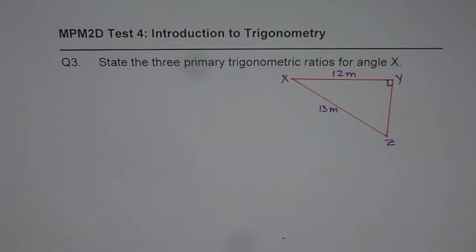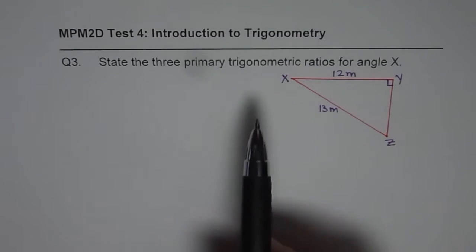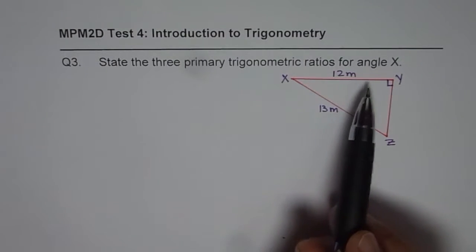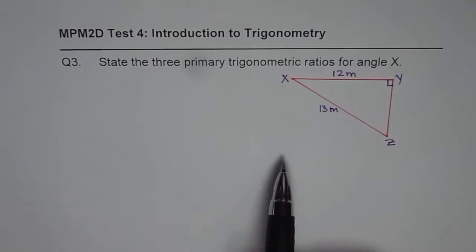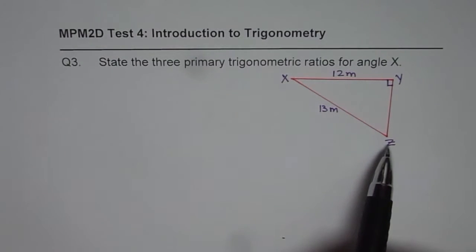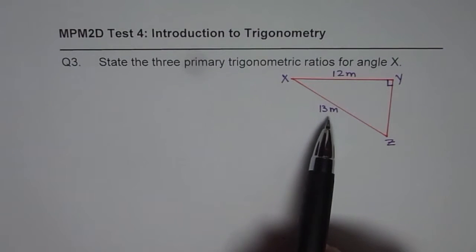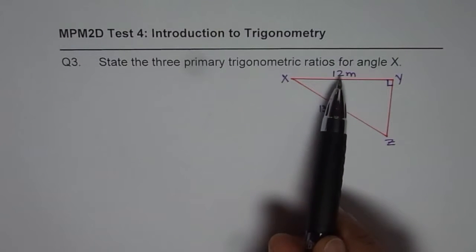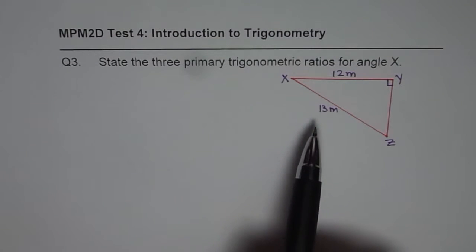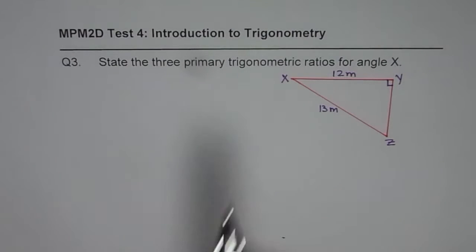I'm Anil Kumar, and here is question number 3 on Introduction to Trigonometry. State the three primary trigonometric ratios for the angle x in the given triangle. So the triangle XYZ is given to us. We know two sides of the triangle, hypotenuse and the adjacent side. We need to find primary trigonometric ratios.